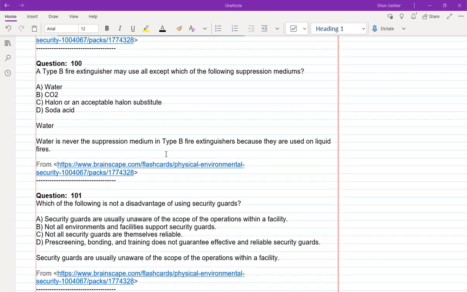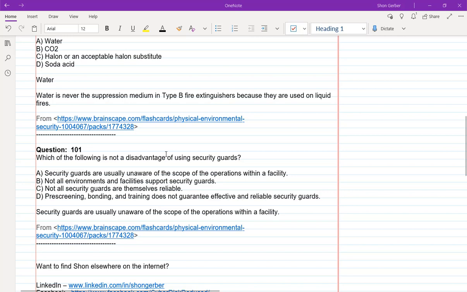Next question, which of the following is not an advantage of using security guards? Again, negative. A, security guards are usually unaware of the scope of the operations within the facility. So they're unaware. Cool. B, not all environments and facilities support security guards. That is true. C, not all security guards are themselves reliable. That is true as well. D, pre-screening, bonding, and training does not guarantee effective and reliable security guards. That is very, very true as well. So you've got 3 trues and 1 false.